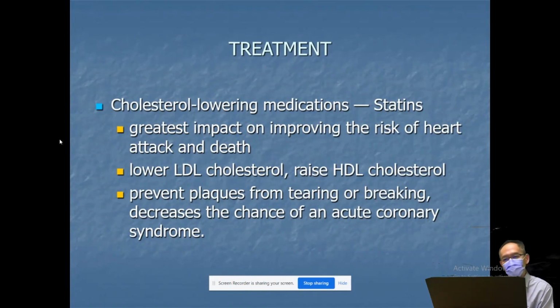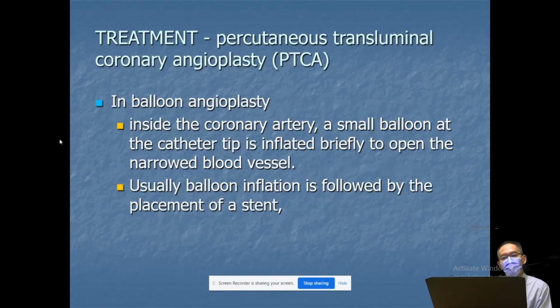Cholesterol lowering medicine, there are many right now, mainly statins. Definitely they have a great impact in reducing the risk of heart attack and death, and it's proven again and again. It lowers the low density cholesterol and improves the good cholesterol, so-called high density cholesterol. And it prevents plaque from tearing or breaking and causing the occlusion of the vessels. So therefore, it decreases the chance of acute coronary syndrome or acute heart attack.